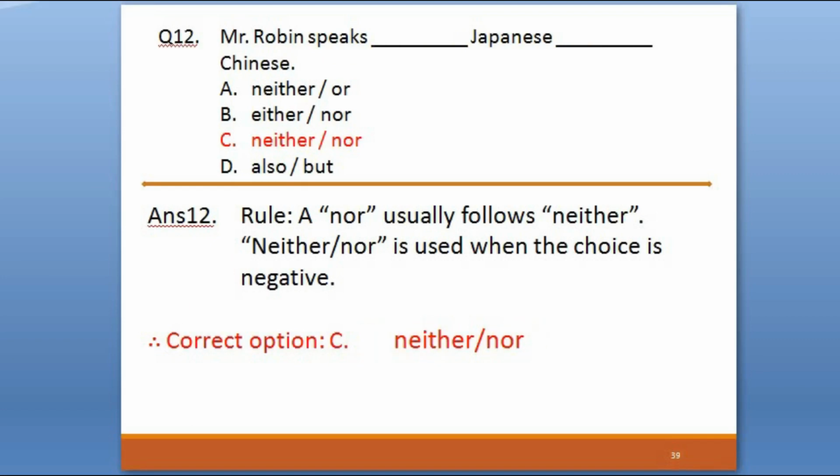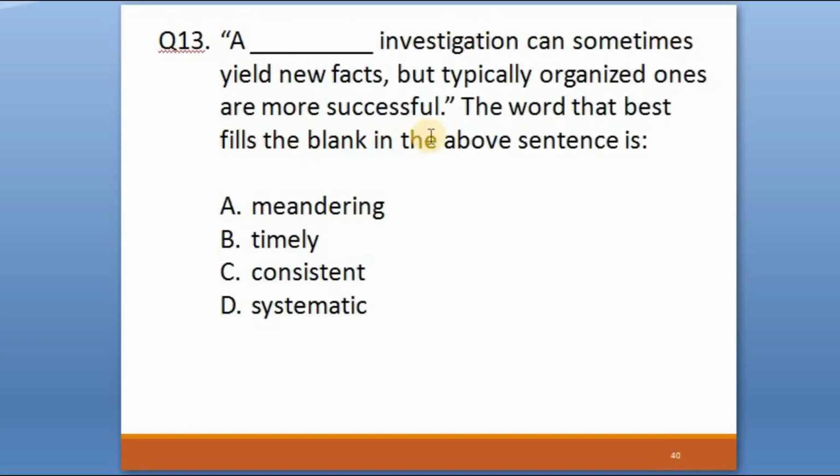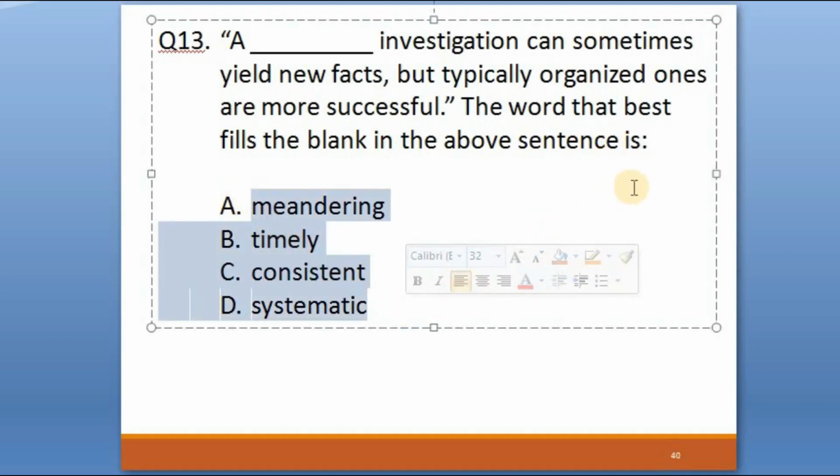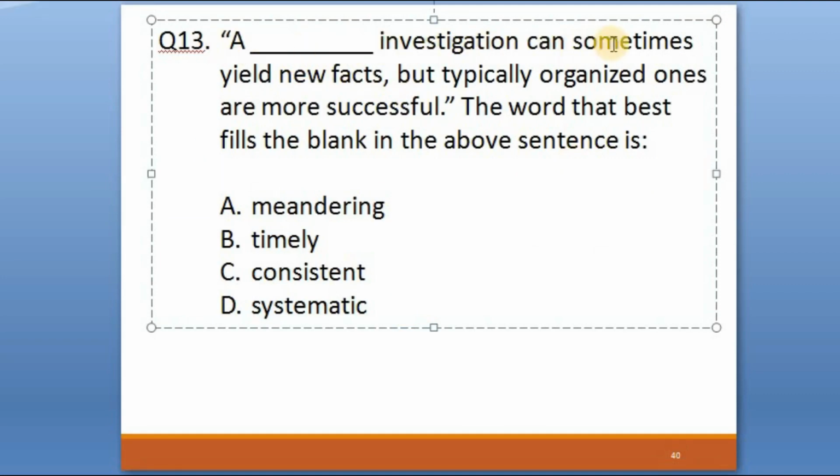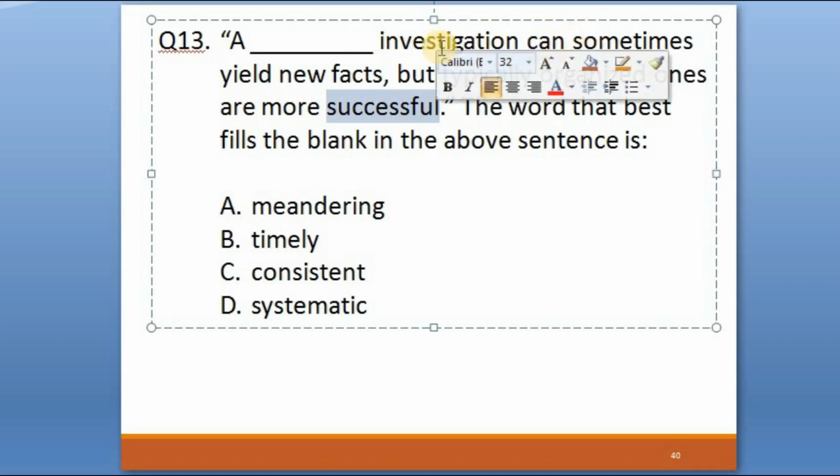Now let's move to the next question. Question 13. A dashed investigation can sometimes yield new facts, but typically organized ones are more successful. The word that best fills the blank in the sentence is, so we have to find out the correct option. So he is saying that an organized approach always gives good results, or they are successful, but a dash investigation can sometimes yield new facts. So again, let's analyze it thoroughly.